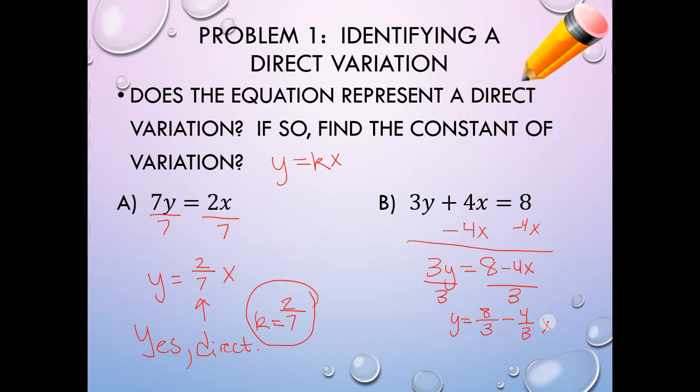But one thing special about this one, notice how I have something being added on. That can't happen in a direct variation situation. So this guy is a no. I can never have anything added to it or subtracted from the x. Otherwise, we do not have a direct variation relationship.